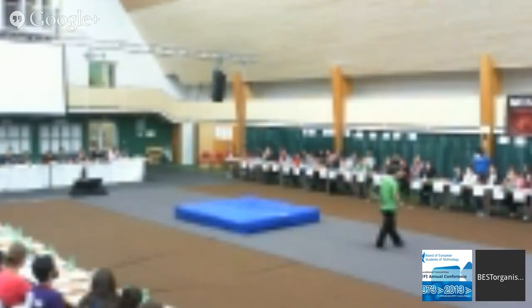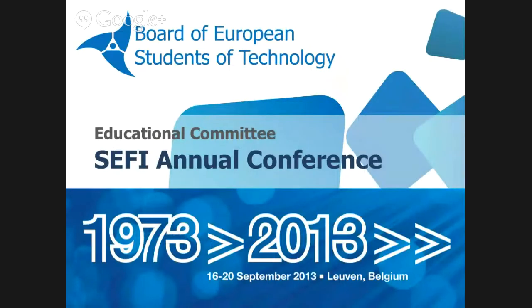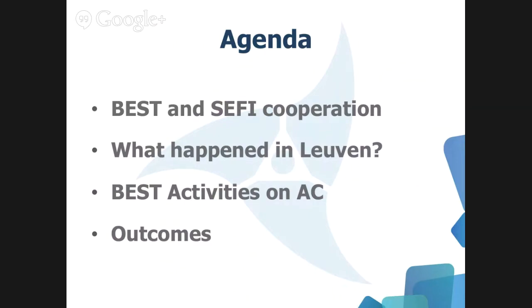Okay. So I will speak to you about the SEFI annual conference, which is named Engineering Education Fast Forward, which happened in September in Leuven, in Belgium, and we will briefly go through BEST and SEFI cooperation. Then we will go a bit more detailed into what has actually happened in Leuven, and I'll describe your BEST activities there, and we will sum up with the outcomes. So it's one of the last sessions, relax and perceive.